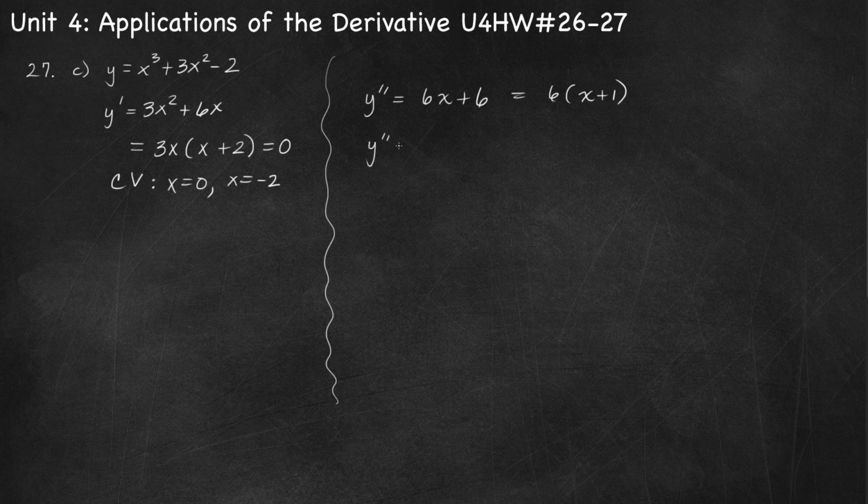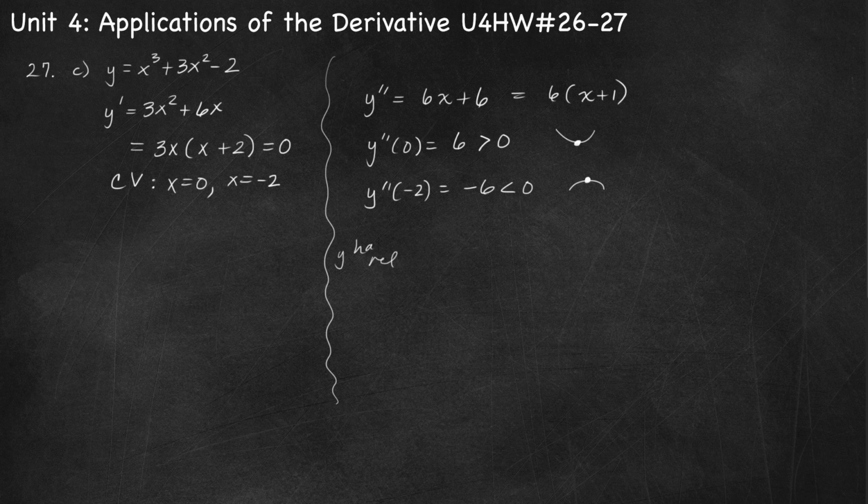So now I find y double prime of 0, and I'm going to find y double prime of negative 2. We evaluate the second derivative at each of our critical values. Y double prime of 0, that's 6 times 1 is 6, that's positive. Y double prime of negative 2, that's 6 times negative 1, that's negative. Okay, so second derivative positive, concave up, I know I have a relative min. Second derivative negative, that's concave down, I know I have a relative max.